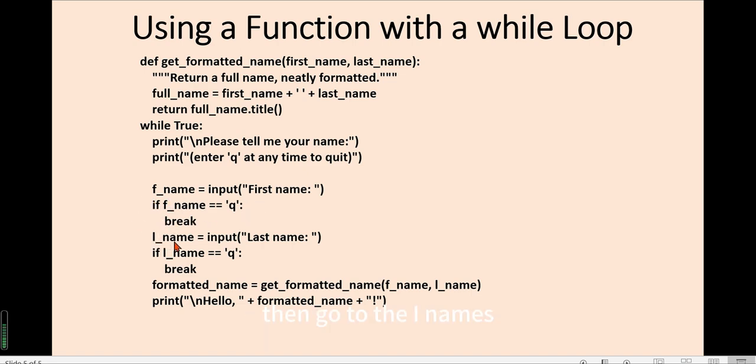So if the user enters his name and doesn't enter Q, the if test will not be run. Then go to the last names. The user will be prompted to enter his or her last name, and the value will be stored in the last name variable. And the same as here, we add an if test: if the last name the user inputs is Q, it will also break the while loop and stop it.